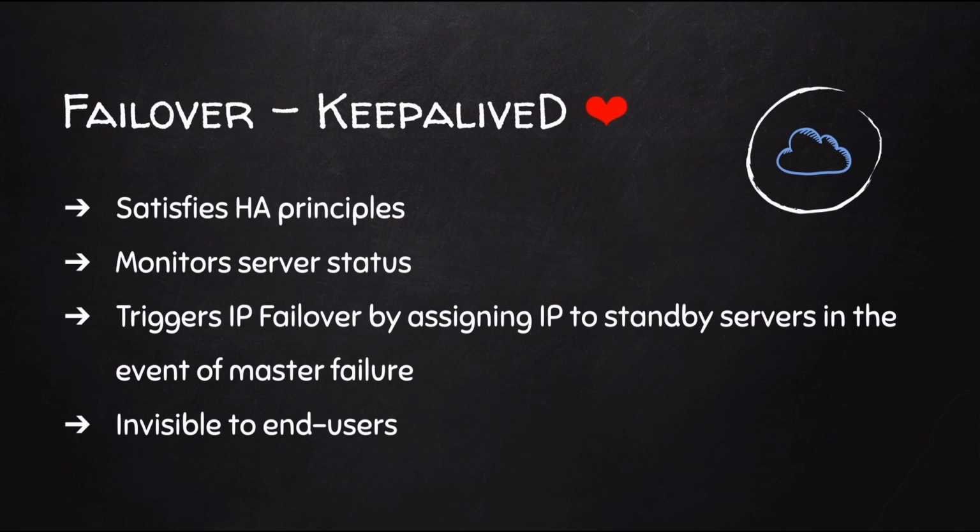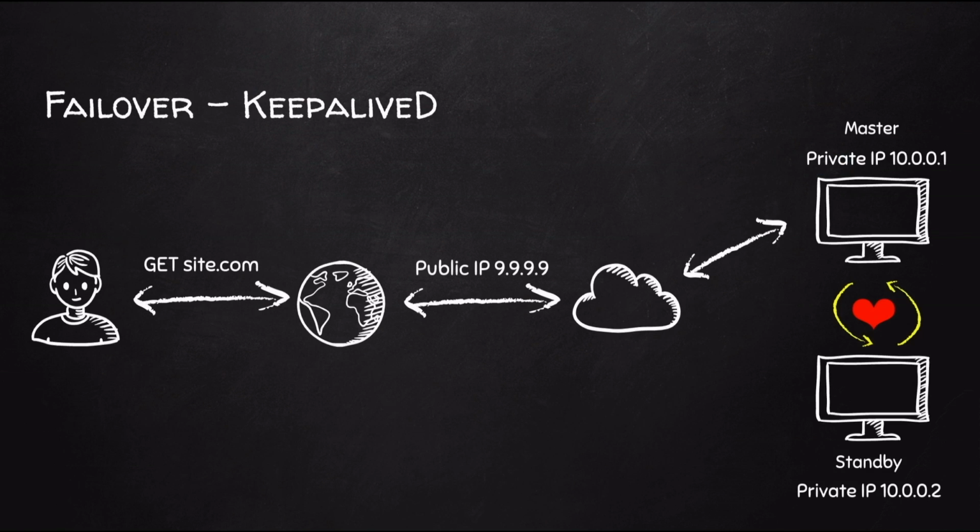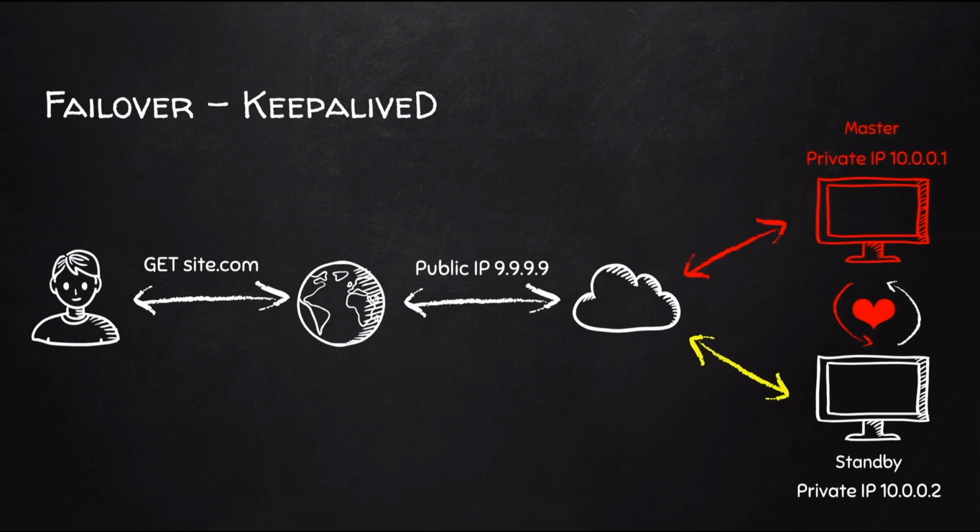To visualize this, consider the following diagrams. During normal operation, the user requests data from site.com, which is located at the public IP address 9.9.9.9. Fulfilling this request is the master server. keepalived is running on both servers, monitoring their status. Now, suppose something happens to the master server, and it is no longer able to transmit heartbeats. Once a configured timeout passes, keepalived will reroute traffic from the master to the standby, ensuring continued operation of our service.